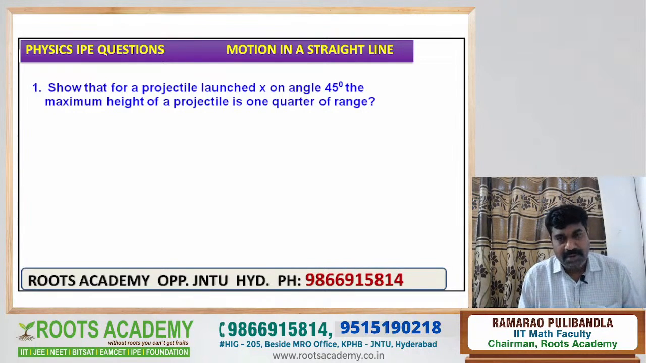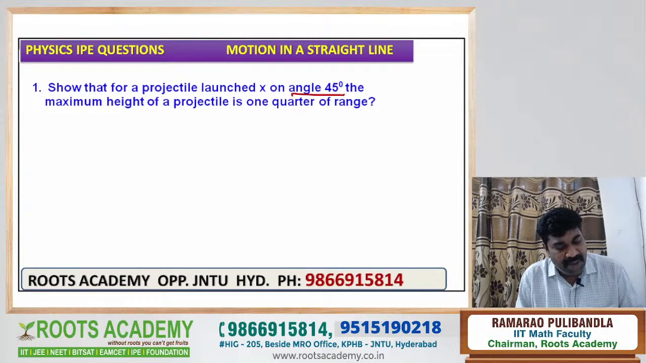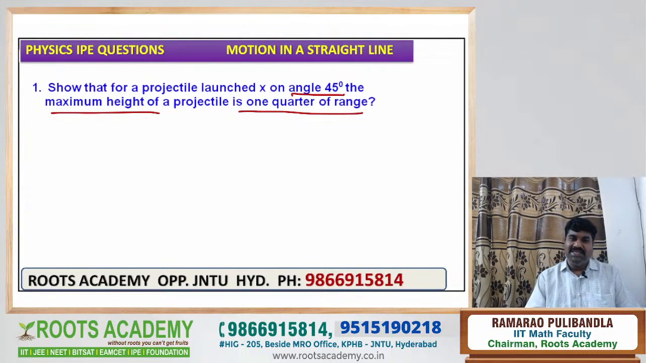Now we go for some of the problems based on this. From the chapter, there will be a minimum of 2 four-mark questions and 1 two-mark question. Show that for a projectile launched at an angle of 45 degrees, the maximum height of the projectile is 1/4 of the range. Then we show that the maximum height is nothing but 1/4 of the range.